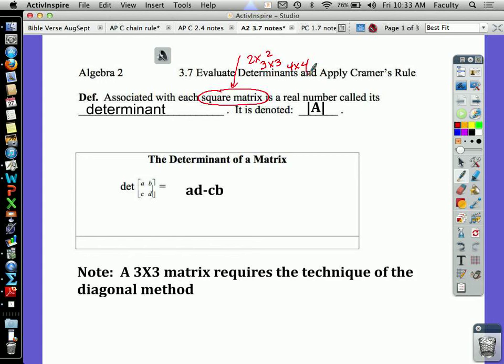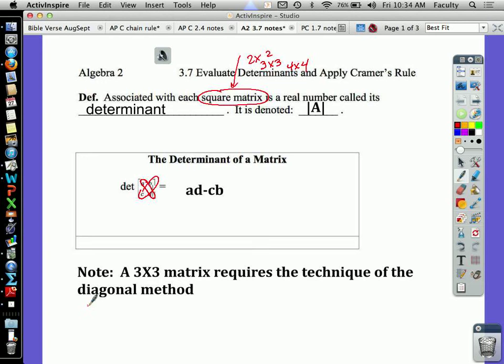If I want to find the determinant of a 2 by 2, all you do is you start with the top left and you multiply the diagonal. A times D minus the up diagonal. Okay? So A times D minus C times B. And that was just like number 1 on our warm-up.